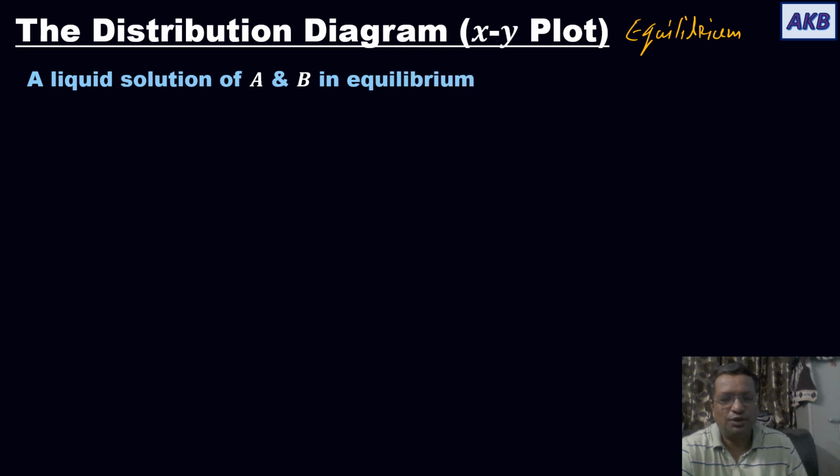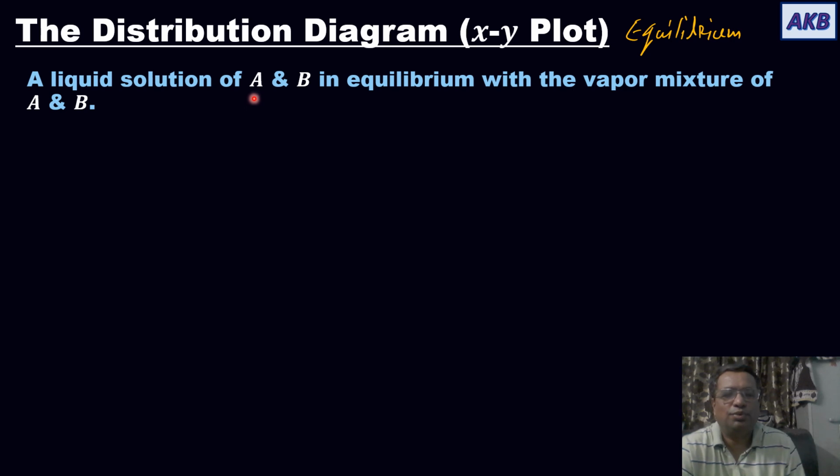First, let us understand the distribution diagram, which is nothing but xy plot. It is also called equilibrium diagram. So let us first understand what is this. Okay, so we are going to consider a case where there is a liquid solution of two components, A and B. That is, we are considering a binary liquid solution which is in equilibrium with the vapor mixture of the same two components, A and B.